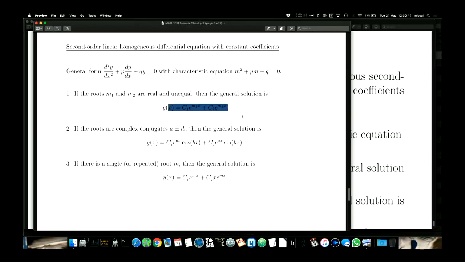And this is a formula sheet. How kind am I? If they're complex conjugates, that's the solution. If you get a single repeated root m, that's the solution. Done. That's all you have to do. Easiest thing we do in the whole unit. A lot of background theory and stuff that I've glossed over, but that's all you've got to do.